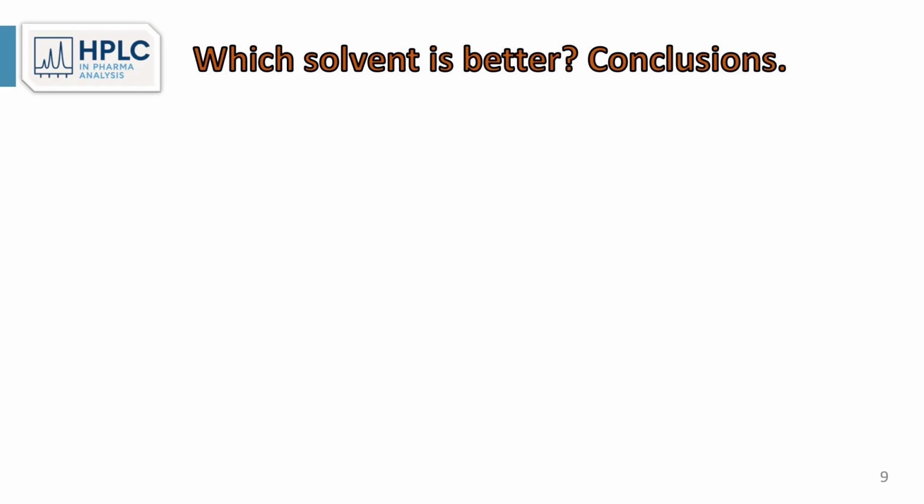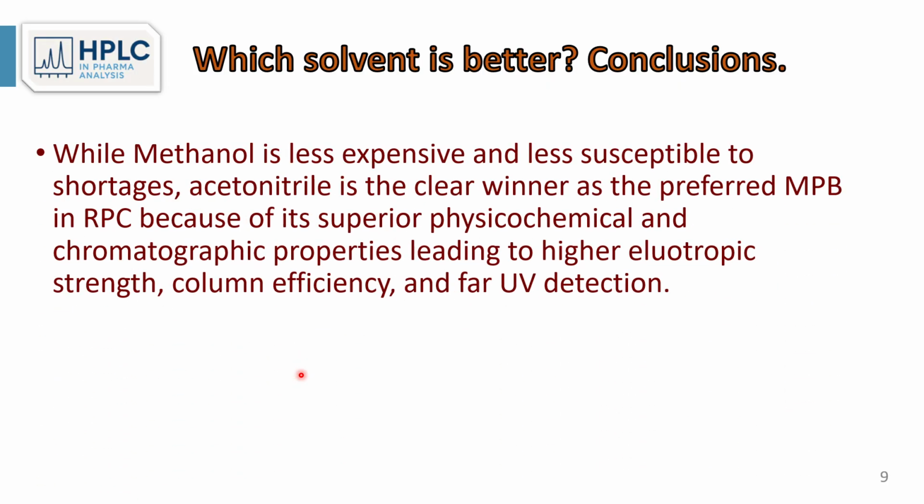So here is my final conclusion. Which solvent is better? I would say the word better is in quotation marks. The conclusion that I can draw is that while methanol is less expensive and also less susceptible to market shortages, acetonitrile is the clear winner as the preferred mobile phase B in reverse phase because of its superior physicochemical and chromatographic properties, leading to higher strength and higher column efficiency, and it is better for far UV detection at low wavelength below 210 nanometers.